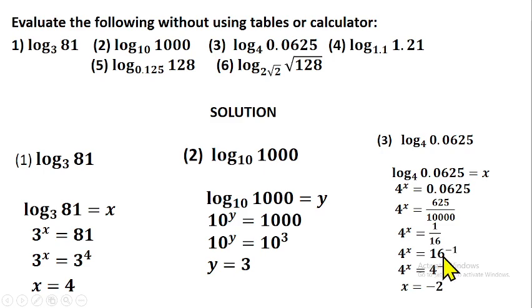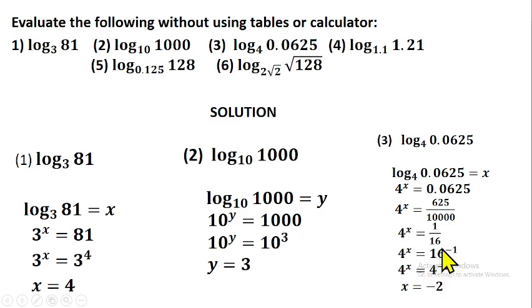So we can now change this 16 to index form so that I can have the base of 4. Then that will give us 4 raised to the power 2, and that will multiply minus 1. That should give us 4 raised to the power minus 2. Please, if you want to understand these basic things we have done here, you may refer to our teaching on indices. It will enlighten you the more.